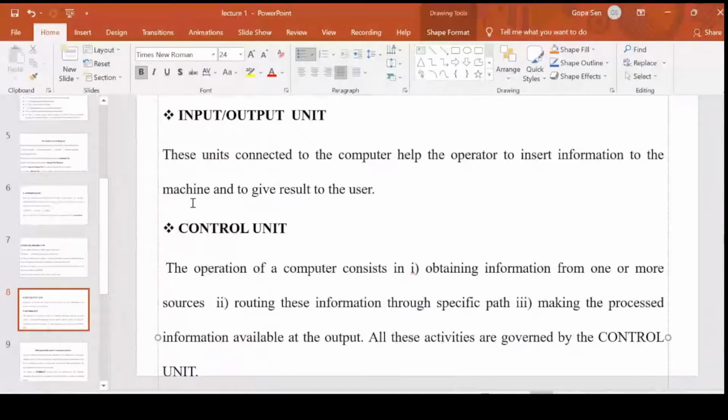Last but not least is the control unit. What is the operation of a computer? The operation of a computer consists in obtaining information from one or more sources, routing this information through specific paths, and making the processed information available at the output. All these activities are governed by the control unit. So the control unit basically controls the mode of operation or the execution of the machine.